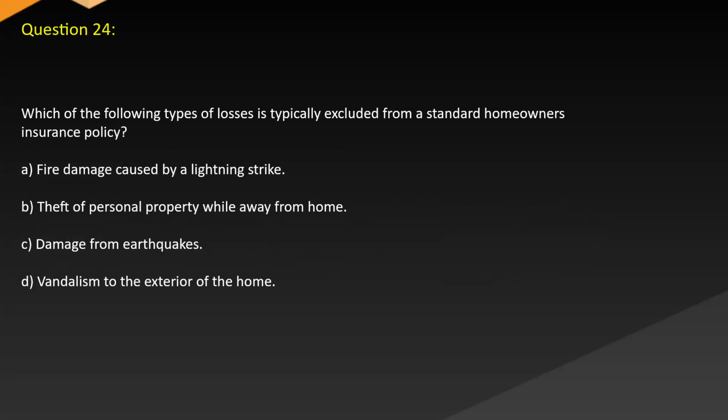Question 24. Which of the following types of losses is typically excluded from a standard homeowner's insurance policy? A. Fire damage caused by a lightning strike. B. Theft of personal property while away from home. C. Damage from earthquakes. D. Vandalism to the exterior of the home.